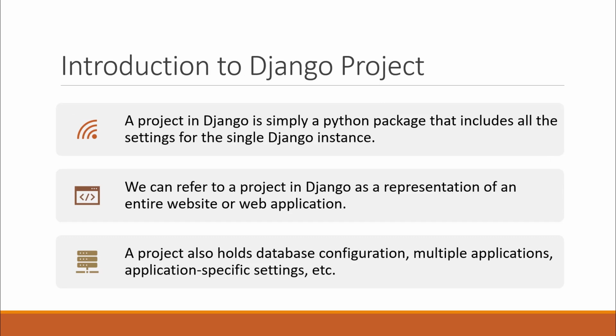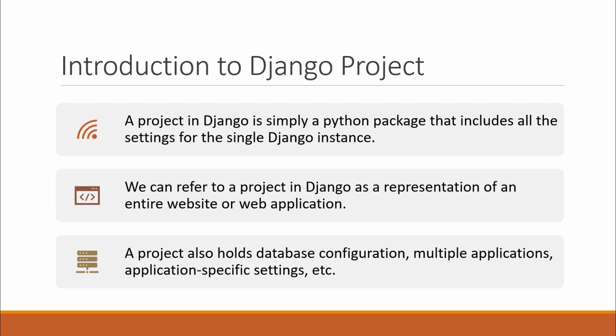Basically, a project in Django is simply a Python package that includes all the settings for a single Django instance. We can also refer to a project as a representation of the entire web application or website. Moreover, a project also holds database configuration, multiple applications, and certain application specific settings. Whenever we try to create a project, Django automatically creates a project package. Additionally, it creates a manage.py file in the project directory. Now this manage.py file is a utility that we use to communicate with our project.